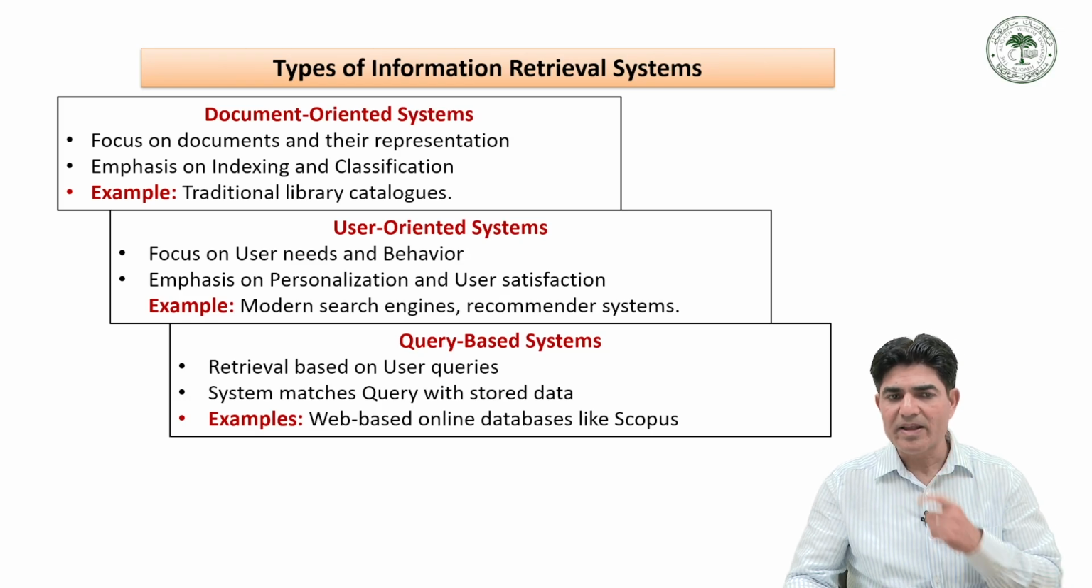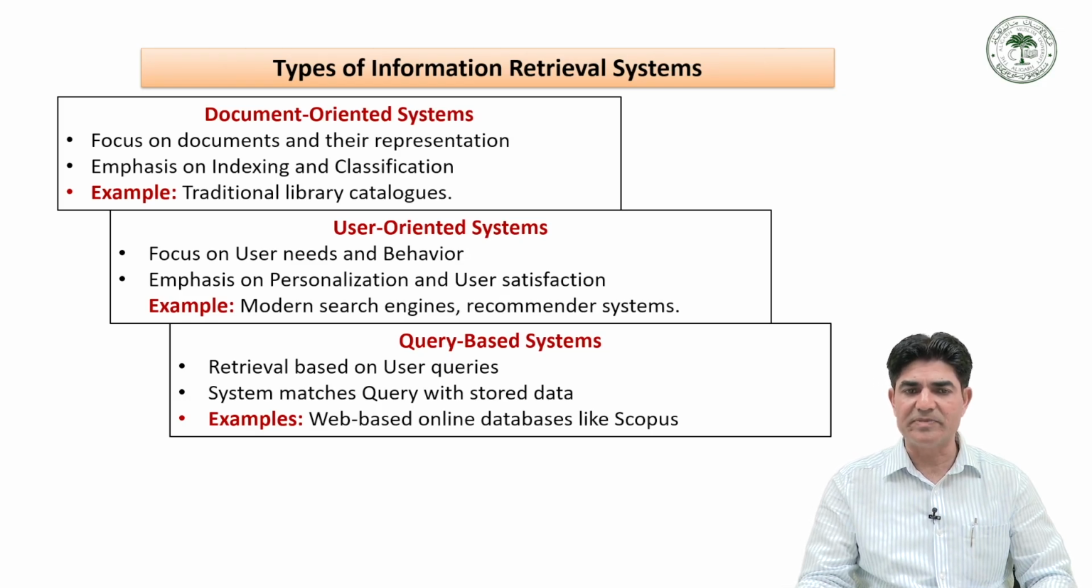In a query-based system, the retrieval is based on the user query, and the system matches the query with stored data. Web-based online databases like Scopus are examples of query-based systems.